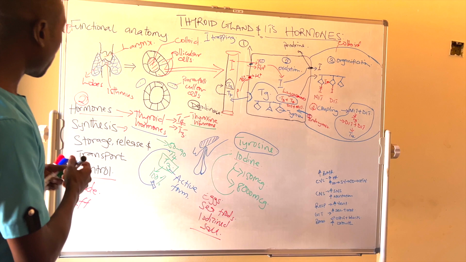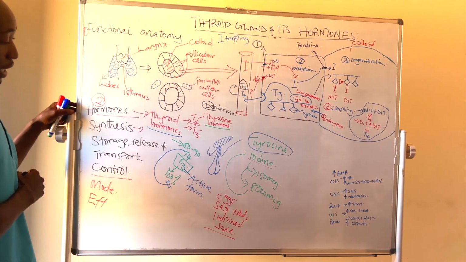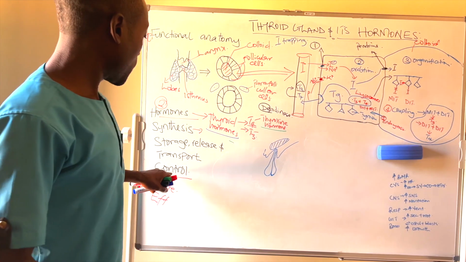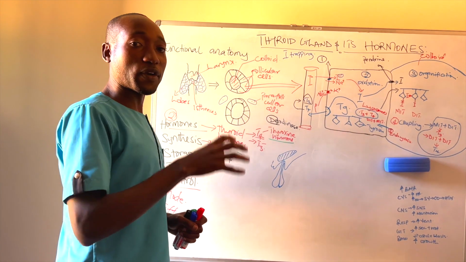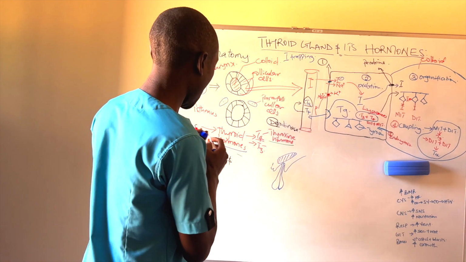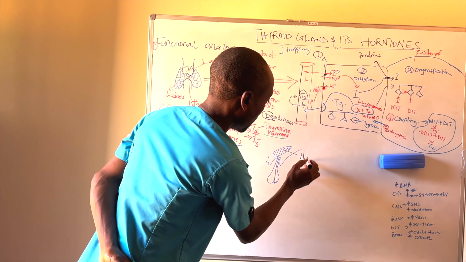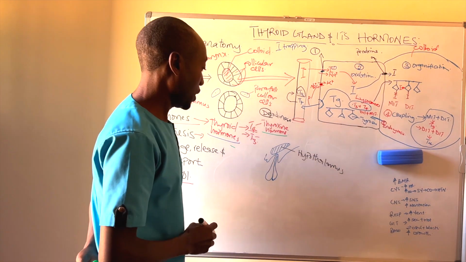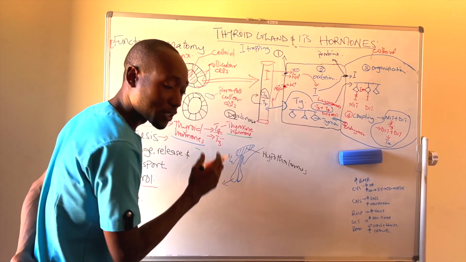Okay? So we've looked at functional anatomy, we've looked at the hormones, how they are synthesized, how they are stored, and how they are released. So this is how they are released. Let's look at control. We want to understand how the secretion or release of these hormones is controlled. Okay, so let's come here. We have the hypothalamus, okay? This is our hypothalamus, and then the hypothalamus, below it, we have the pituitary gland.